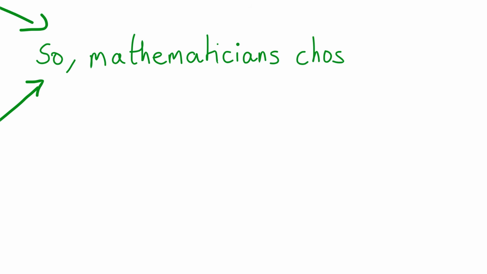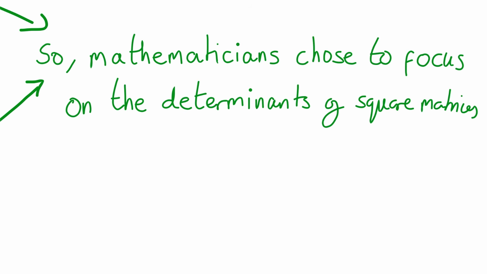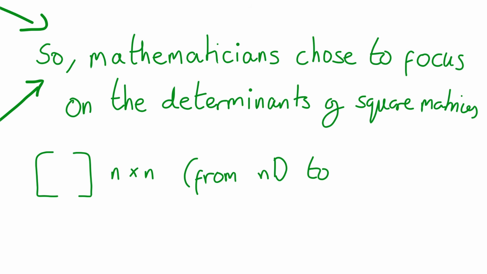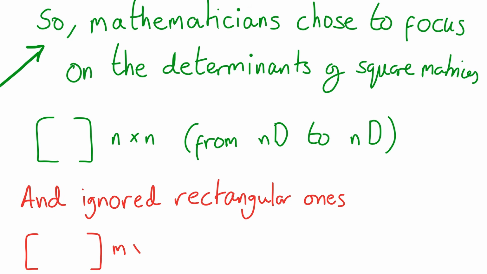So mathematicians made the logical choice to only worry about the determinants of square matrices, the ones that map points from an n-dimensional space to another n-dimensional space. And thus all the other lesser rectangular matrices, those that mapped points from an n-dimensional space to an m-dimensional one, were left to gather dust determinantless.